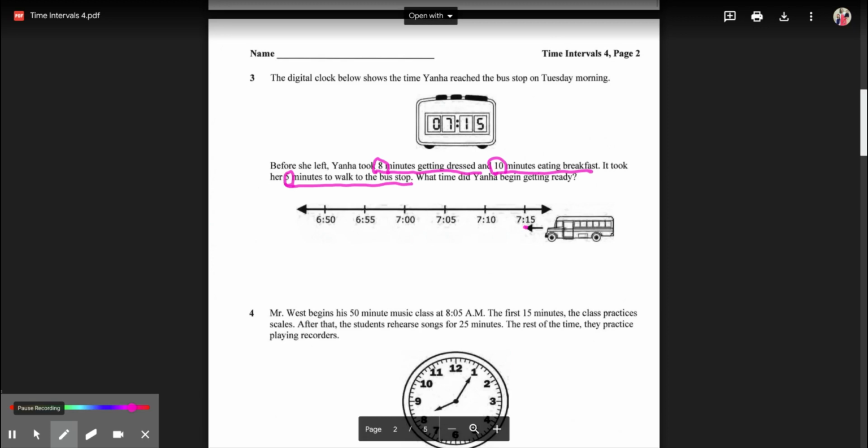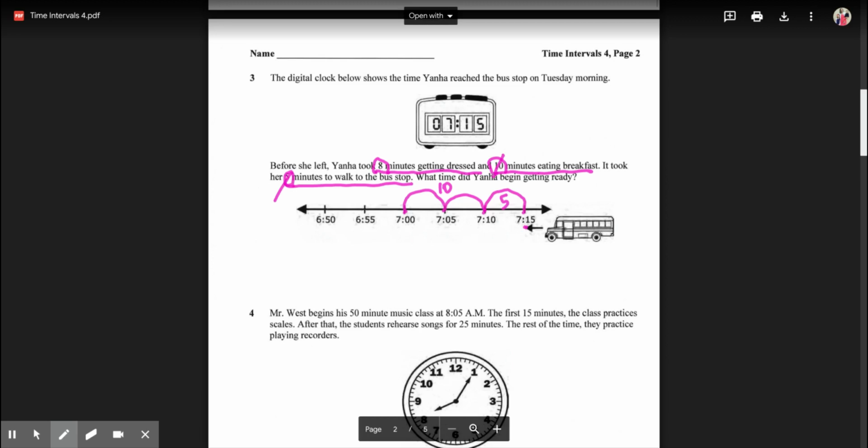Well, this is set up a lot like the clock. It's counting by fives. So we're just going to go back to 7:10. So that's going back 5 minutes. So that's her 5-minute walk. So now we've taken that away. Now we need to take away the 10 minutes that she spent eating breakfast. So if we go back 5 minutes and then another 5 minutes, now we've gone back that 10 minutes that she spent eating breakfast. So now we need to go back another 8 minutes.